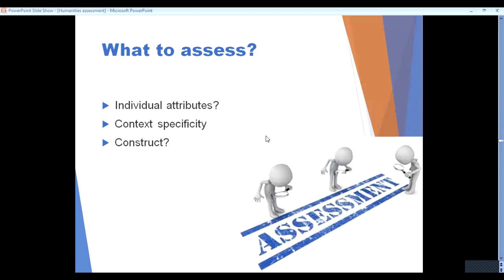So the question is what to assess, whether individual attributes or not. And the answer is yes, because you cannot assess humanities totally. You have to assess individual attributes. And if the physician or the student is competent in all the attributes, only then you can call him or her a humanistic physician. And of course, whenever you assess any attribute, it should be context specific. And if you assess individual attributes, you are indirectly assessing the construct of humanities.